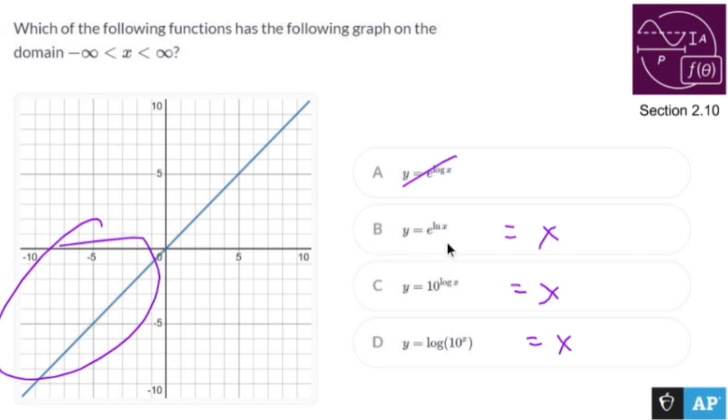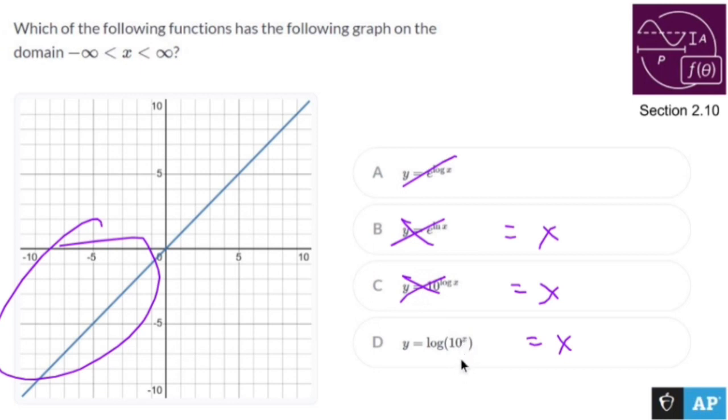Am I allowed to plug in a negative for you? No, because ln of a negative number doesn't exist, so it can't be b. Am I allowed to plug in a negative for you? No, because a log of a negative doesn't exist, so it can't be c. Am I allowed to plug in a negative for you? Yeah, but wait a minute. If I plug a negative in, won't I get a negative?